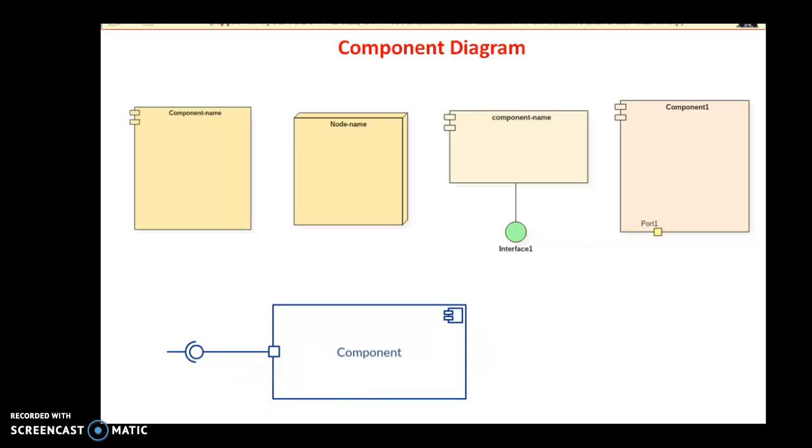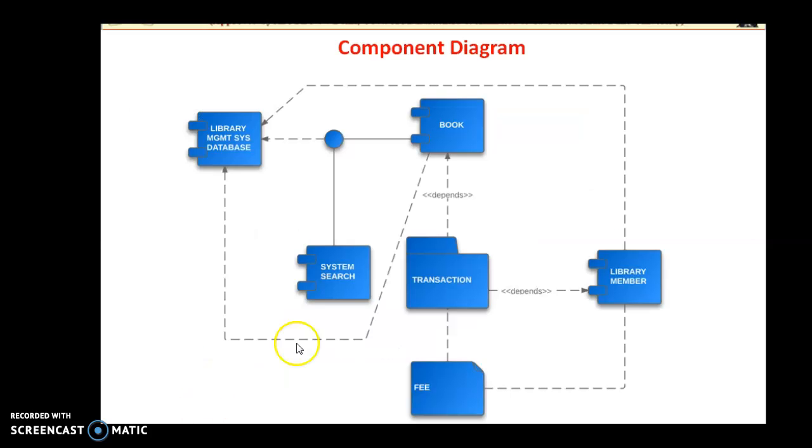So these are some notations of your component diagram. Let us see the component diagram of the library management system. Here the library management system diagram is given. These are the components. First is the library management database, then second is the books, third is the search, transaction, fee, and the library member. Here is a dependency with a depend stereotype.